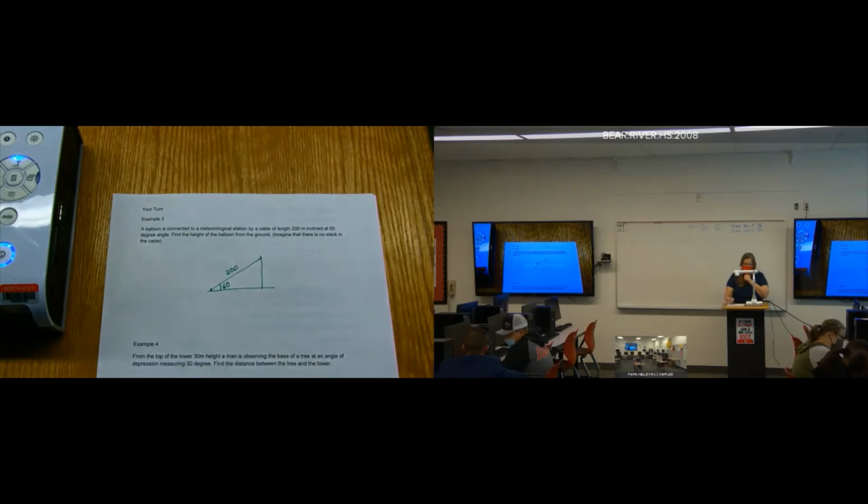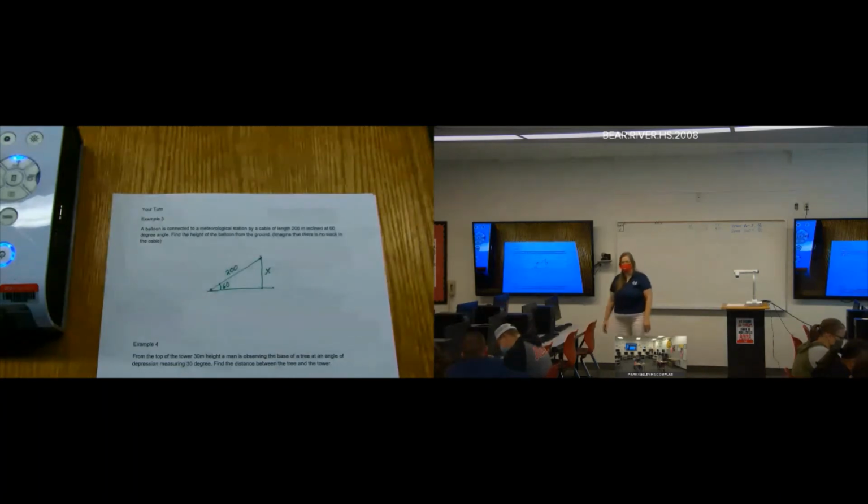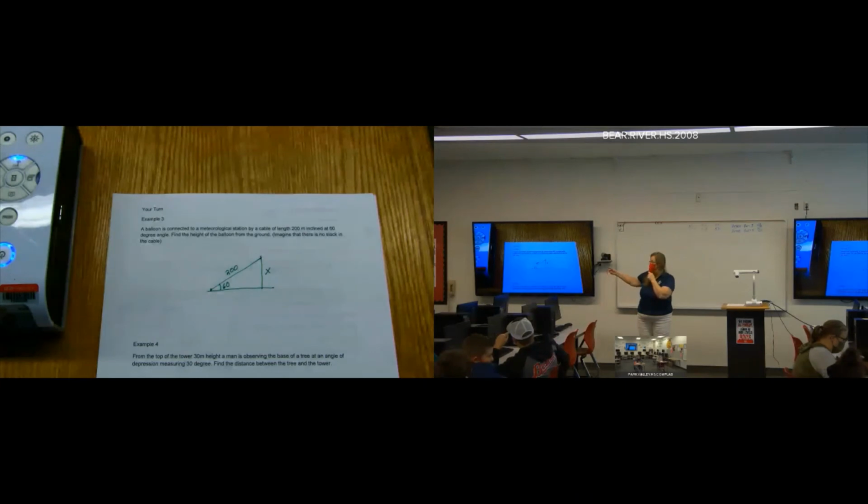How high is the balloon? Go. Which one am I going to use? Which sides do I have? How do you know which one? Yeah, the hypotenuse. Well, how do you know which one? The hypotenuse, opposite, adjacent. So right now? Yeah. Or I think it is.